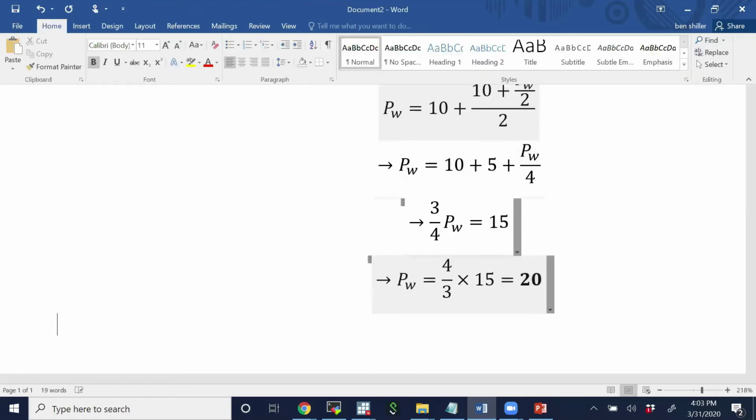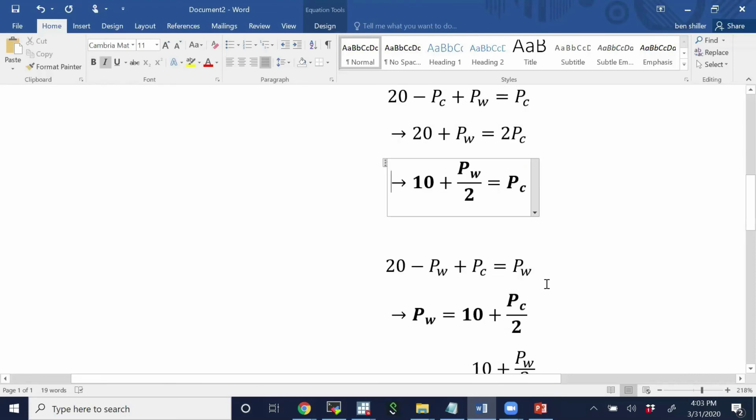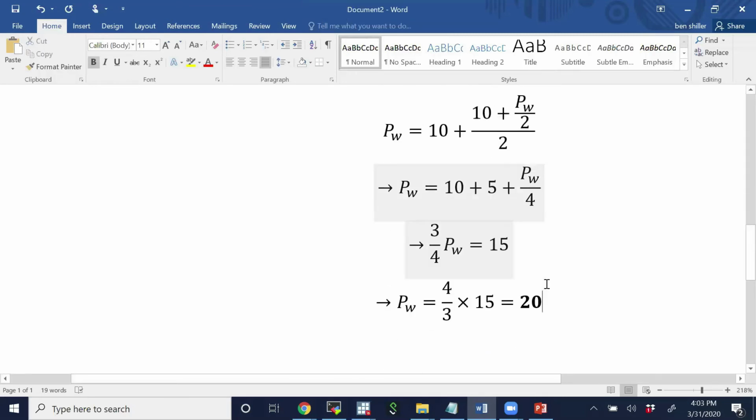We could go back and get the price of corn, right? We plug this value of 20 into this equation here, and you would get that the price of corn is also 20. You can then plug back into the demand function or the supply function in either market to get the corresponding quantity of corn and wheat transacted. So that's how you would solve this problem.